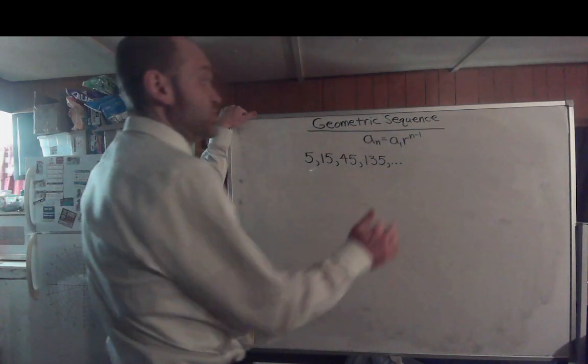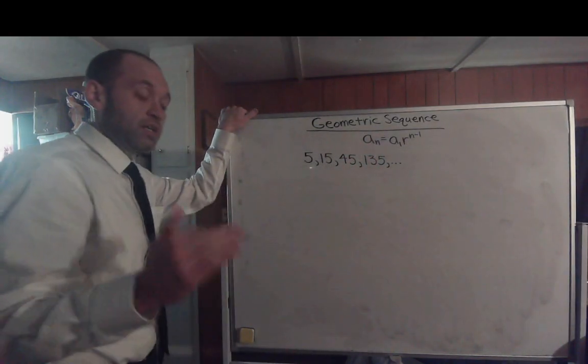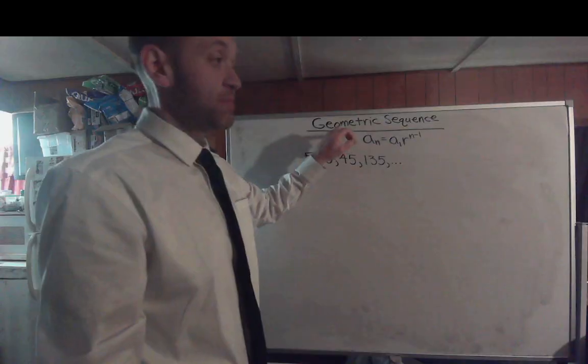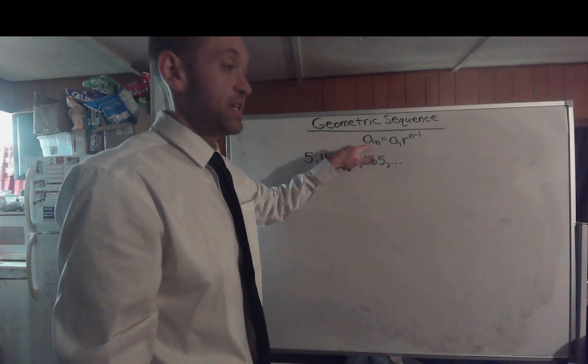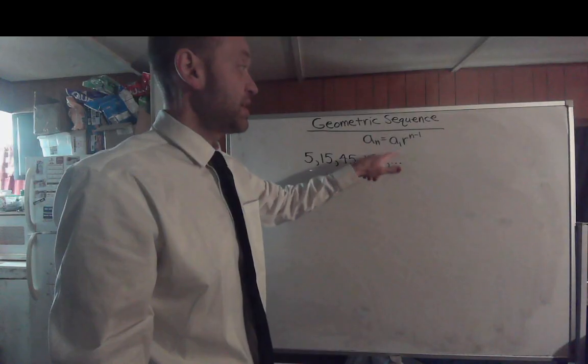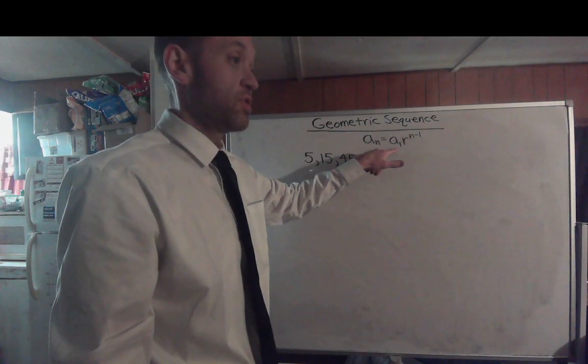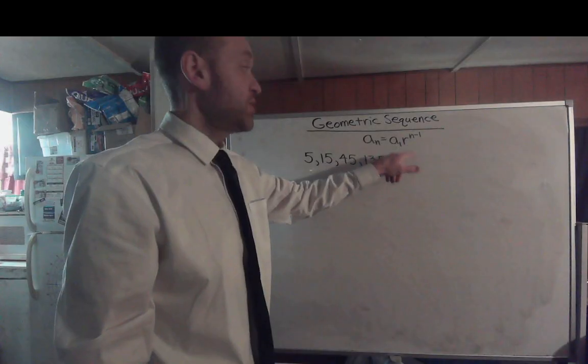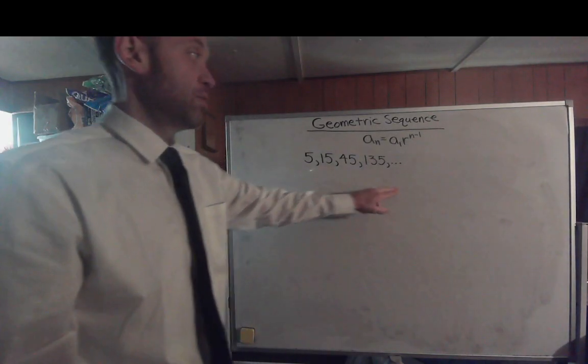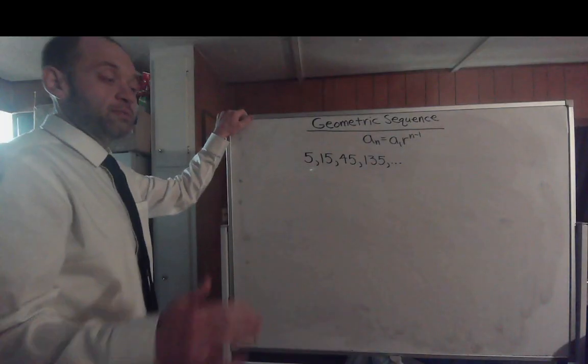And if it's a geometric sequence, the explicit formula for the nth term is a sub n equals your a sub 1 term, your first term, times your common ratio to the n minus 1 power. So let's look at some examples here.